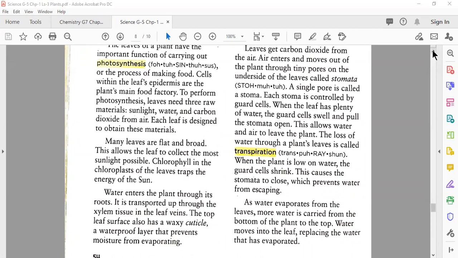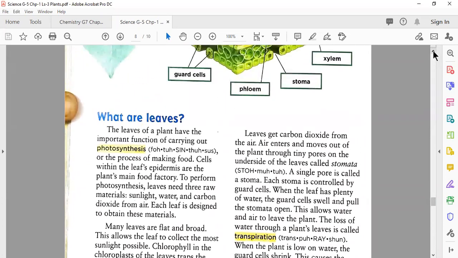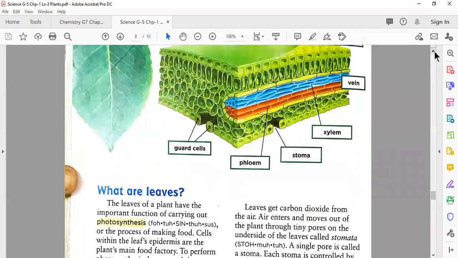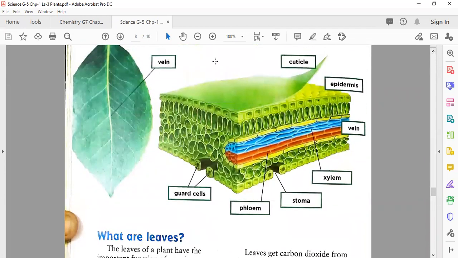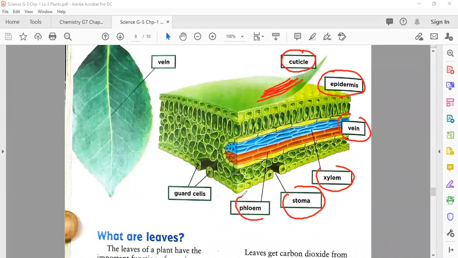You can see here, my dear students, this is the structure of a plant cell. When you cut this and put it under a microscope, you can see these parts, like this cuticle, a waxy layer on it that will prevent water from going out. This is the epidermis, and there is a vein here. This is the cell, and other parts: stoma, phloem, and the guard cells. You know very well that we already discussed this in detail.